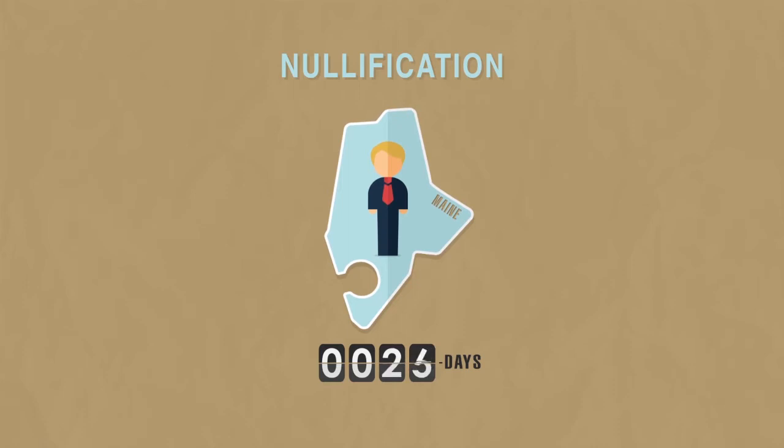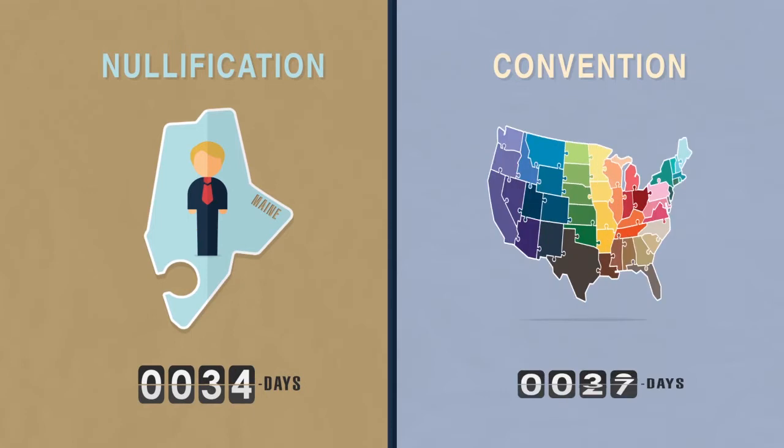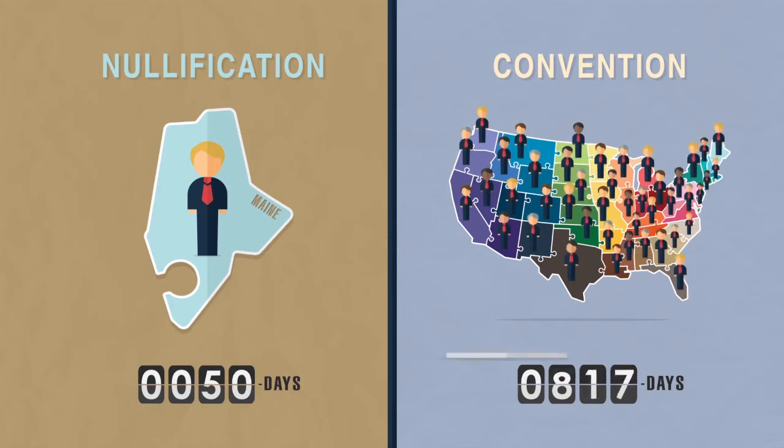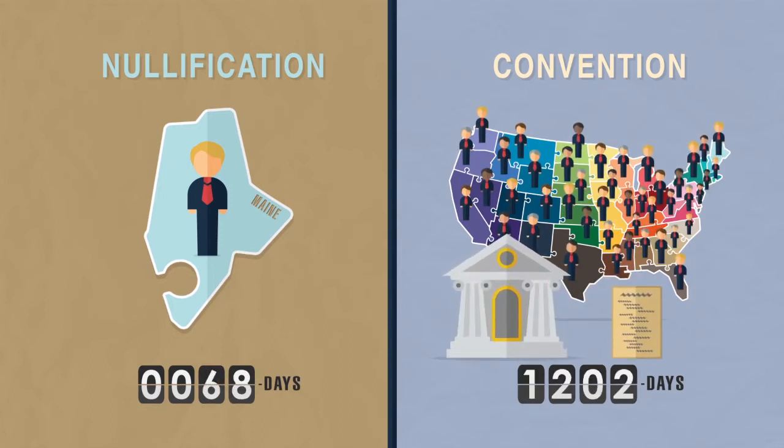With nullification, it is usually a short process because only one step is required by a state, not several steps as with a convention. With a convention, this would be a much longer process. It could take years by the time you choose delegates, have a convention for proposing amendments, and then ratifying those amendments by 3/4 of the states.